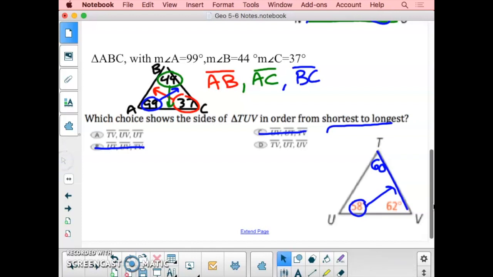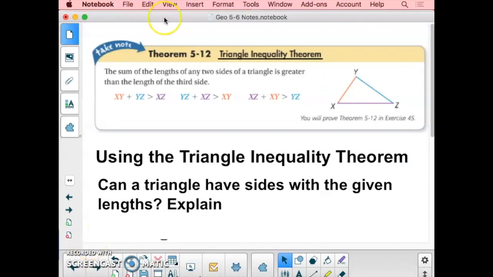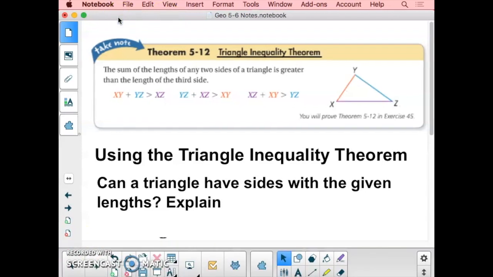All right, then the next step would be to look at what's the next shortest. I'm looking for UV to be the next shortest, so it looks like A has it and D would be backwards. Okay, so that's how you might use inequality to figure out which sides should be longer, which sides should be shorter. Okay. All right, last topic here for the day is the triangle inequality theorem.